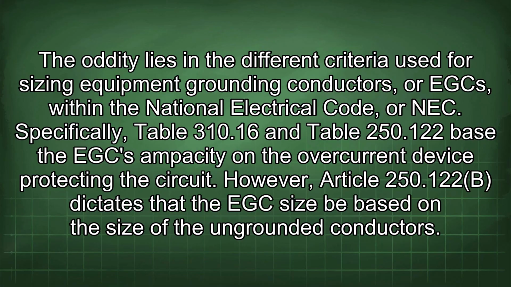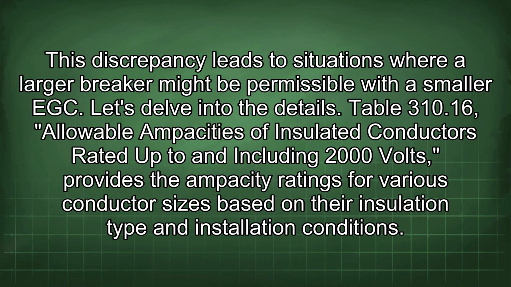Oddity lies in the different criteria used for sizing equipment grounding conductors, or EGCs, within the National Electrical Code, or NEC. Specifically, Table 310.16 and Table 250.122 base the EGC ampacity on the overcurrent device protecting the circuit. However, Article 250.122(B) dictates that the EGC size be based on the size of the ungrounded conductors. This discrepancy leads to situations where a larger breaker might be permissible with a smaller EGC. Let's delve into the details.